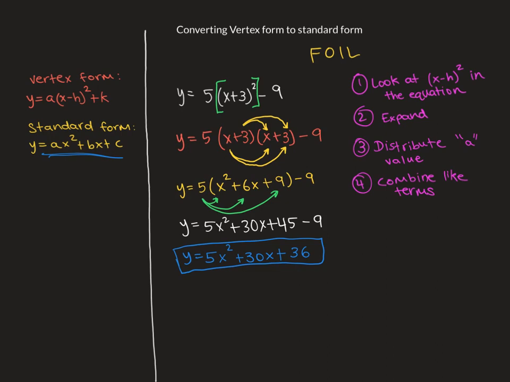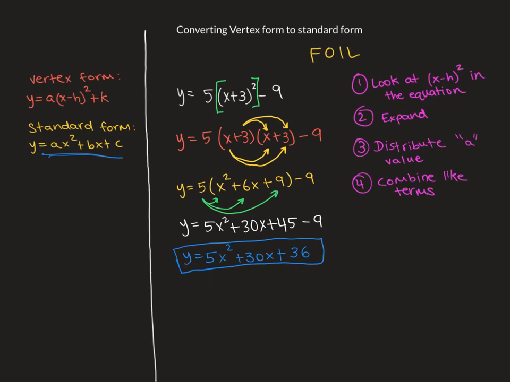So you'd look at your (x minus h) whole squared in the equation, you'd expand that, then you distribute your a value, which in this case was 5. You distribute that into your given parabola, and then you do y equals, and then you'd come out with this, then combine your like terms, and then you would find your final answer.